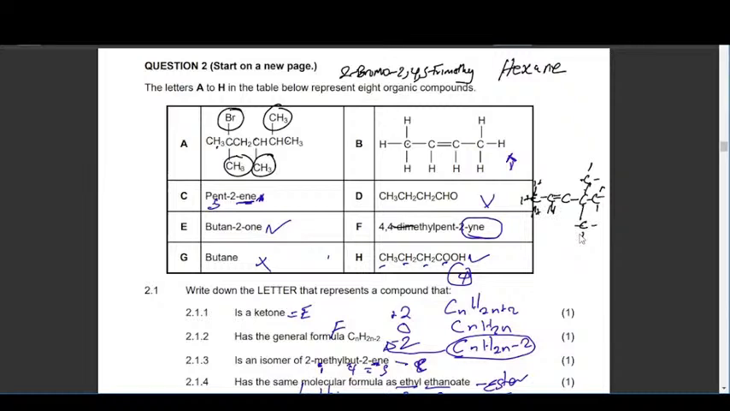Don't leave it hanging, because when you leave it hanging, you lose a mark. It is easier to lose a mark than to get a mark. It's not easy to get a mark, but it's very easy to lose that mark. So it is 1, 2, 3, 4, 5, which means pent.